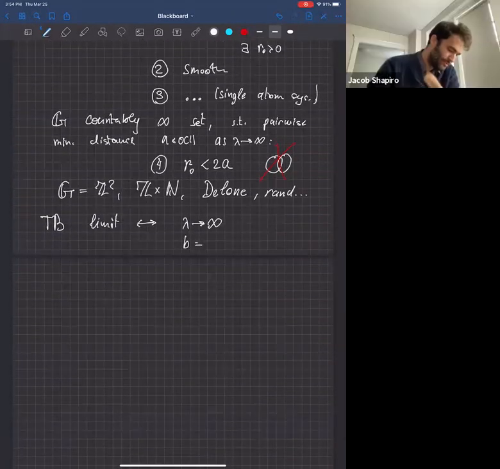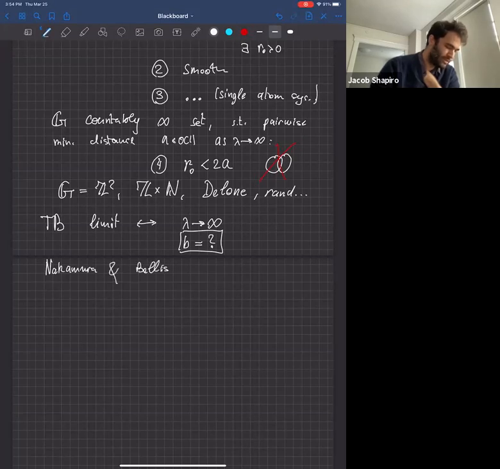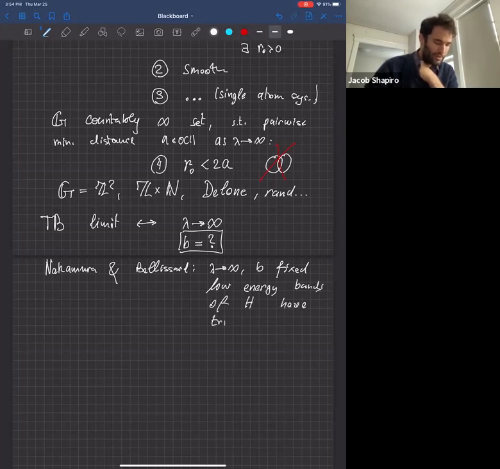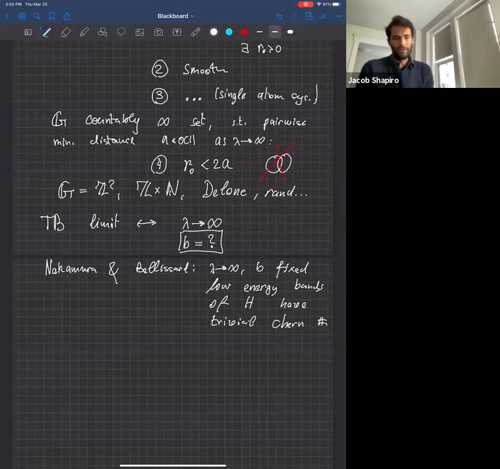So what to do with B? Does it scale with lambda? Does it not? It turns out that there's a result by Nakamura and Belisard that says that as lambda goes to infinity, with B fixed, the low energy bands of your Hamiltonian have trivial Chern number. But in exploring the tight binding limit, we exactly want the low energy spectrum. So that's bad news for us. That means that if you have any hope of studying a non-trivial effect, you better send B to infinity too.